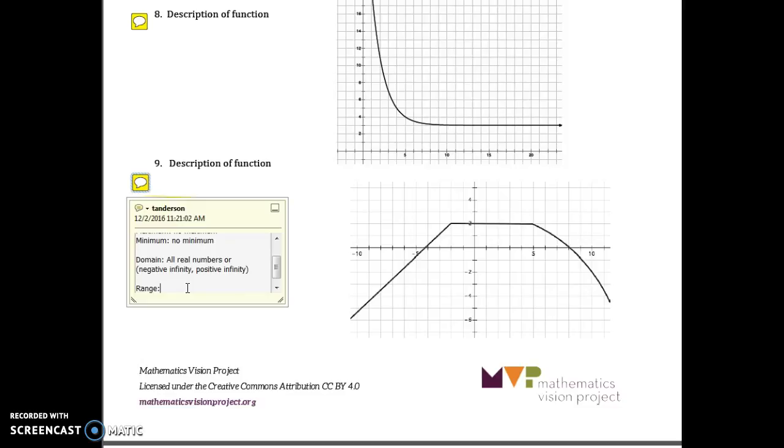And our range, we're going to go up and down this time. So we're looking for our lowest point. This thing is going to continue to decrease, so our lowest point is actually going to be negative infinity, and it's going to go up, up, up until we hit 2. So 2 is our highest point. So that's how you do numbers 8 and 9.